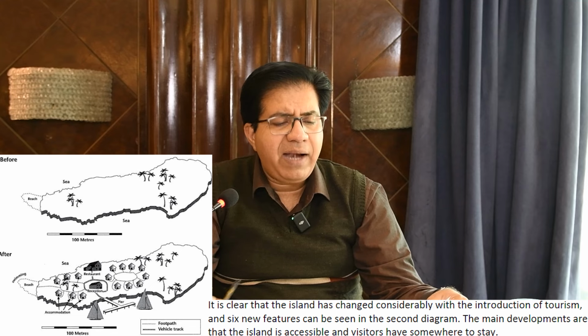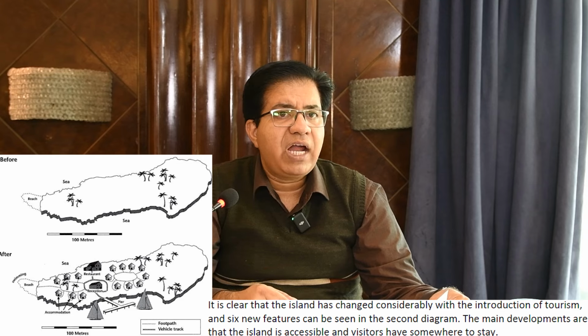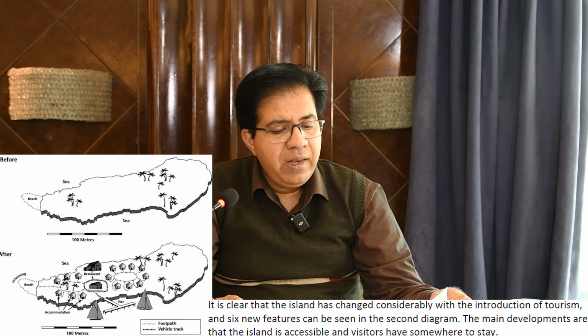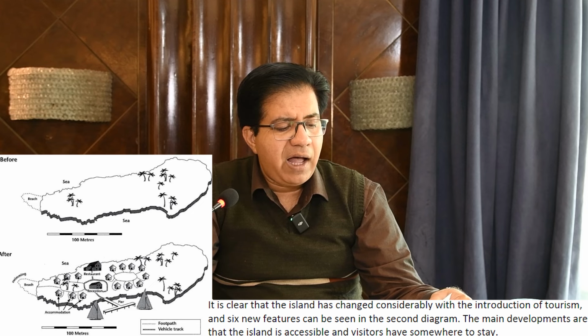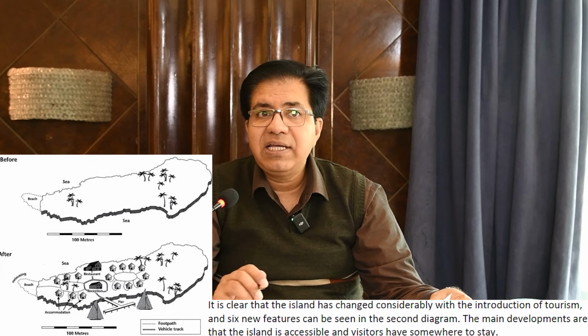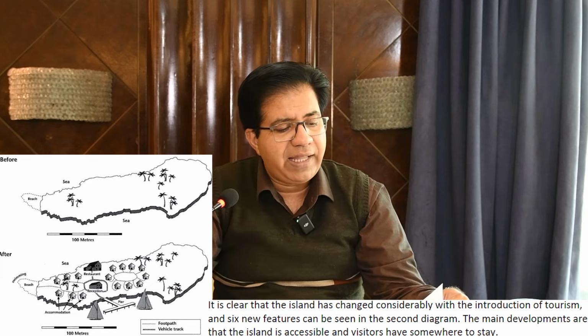The main development, and by the way, you don't need to count the feature. Instead of 6 features, you can write various features, several features. That's better. The main developments are that the island is accessible and visitors have somewhere to stay. Somewhere to stay means accommodation, and accessible means the roads and footpath and all that.